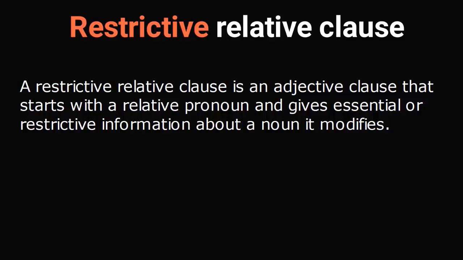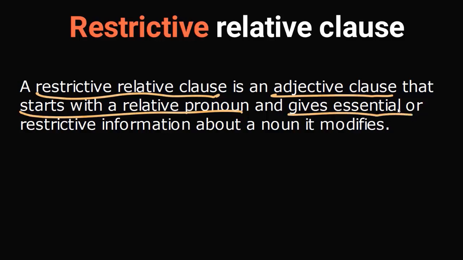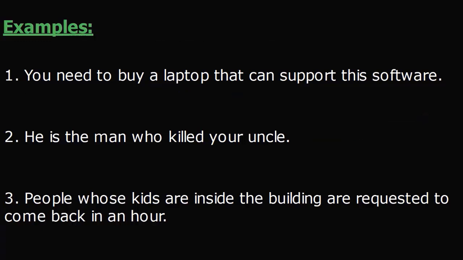It is a relative clause that gives essential information about a noun it modifies, about the noun it comes after, right? So a restrictive relative clause is an adjective clause that starts with the relative pronoun. It has to. That is why we're calling it a relative pronoun. And it gives essential or restrictive information about the noun it modifies, right? So it is a dependent clause that starts with the relative pronoun and gives essential information about the noun it modifies, about the noun it sits after. All right. Let me show you some examples.